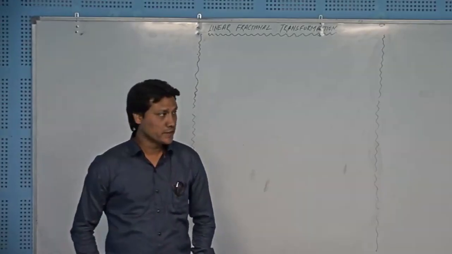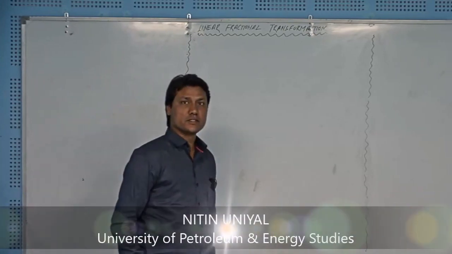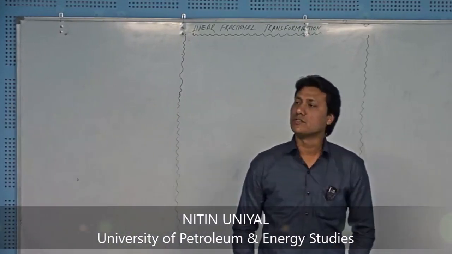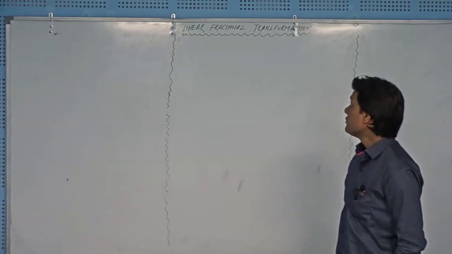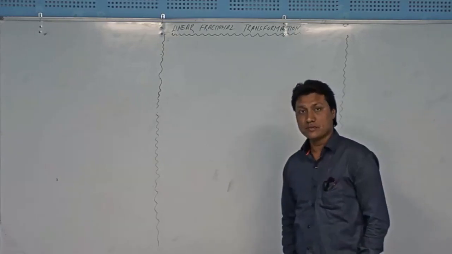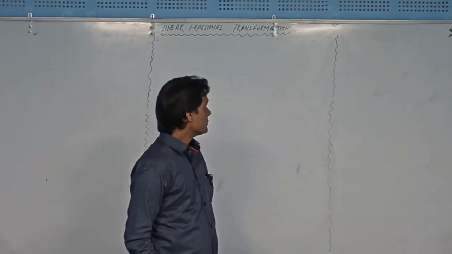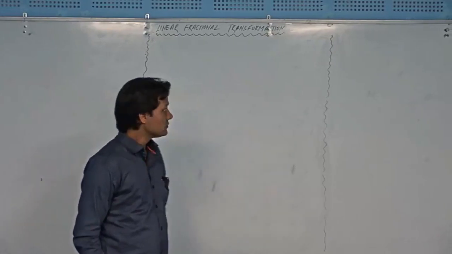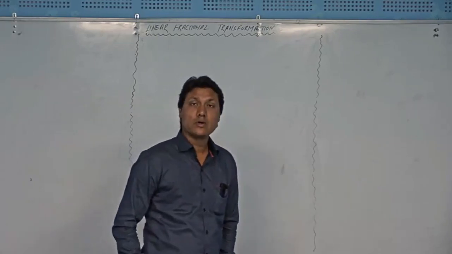So in this video we will discuss the linear fractional transformation, and how it can be constructed with the help of only 3 points on the domain plane and their corresponding images on the W plane. In the last video we saw how a linear fractional transformation can map circles to circles or circles to lines. In this video we will see that the linear fractional transformation can be constructed with the help of a cross ratio.